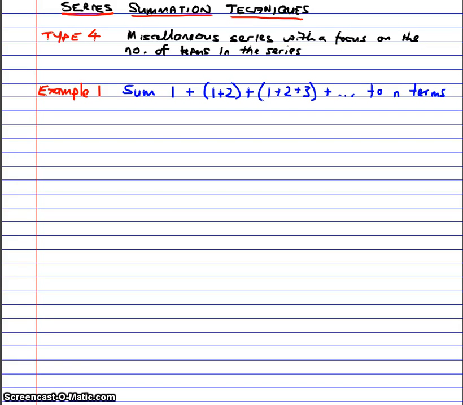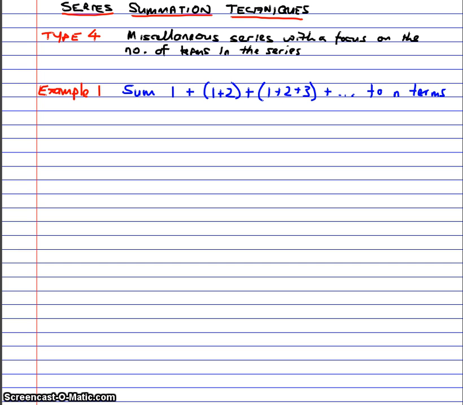So now we move on to the next type, which is a miscellaneous type, they're not all exactly the same, but essentially it comes down to a focus on the number of terms in the series. This one is not as obvious, but you just need to look at it a little bit differently and approach it a little bit differently. So let's have a look at this example.